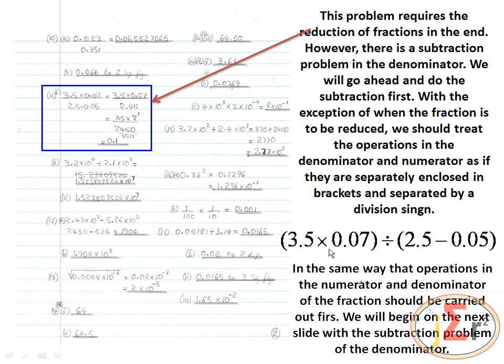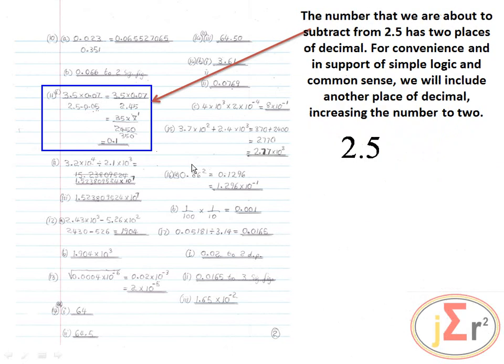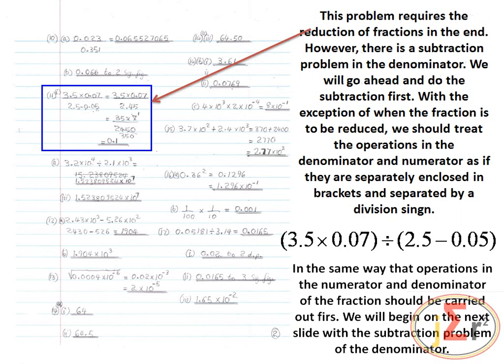So there we have them as if they are enclosed in brackets. So we have this 3.5 multiplied by 0.07, and that is what we have in the numerator. In the denominator, we have 2.5 minus 0.05. We will perform the operation that we have in the denominator first, which is the subtraction. In the same way that operations in the numerator and the denominator of the fraction should be carried out first, we will begin on the next slide with the subtraction problem of the denominator.